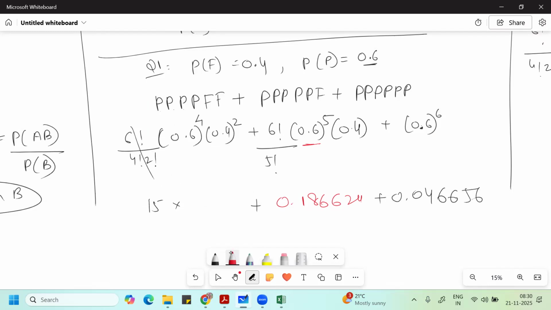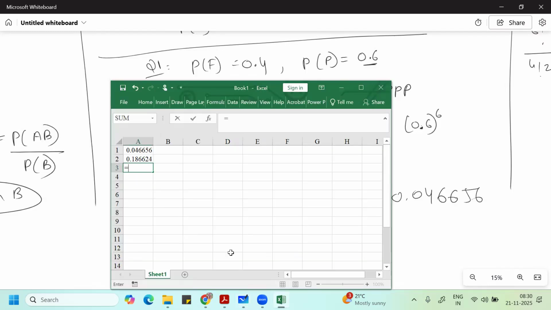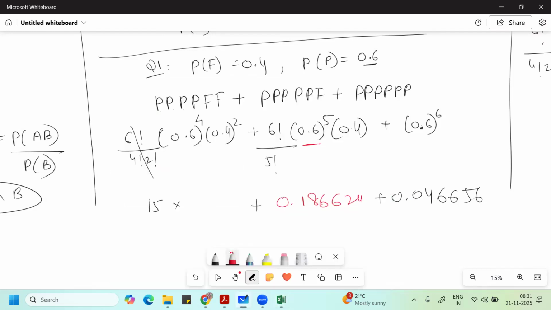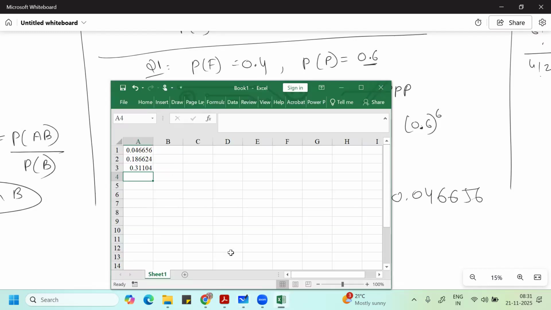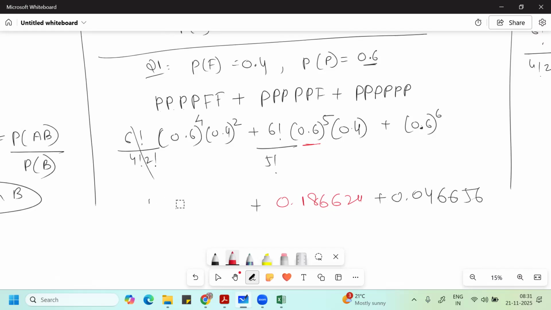And this is 15 into 0.6 to the power 4 into 0.4 to the power 2. This is 0.31104. Just add them, you'll get the probability.